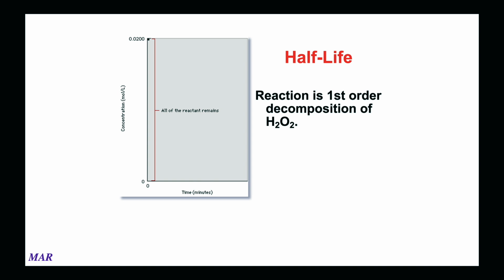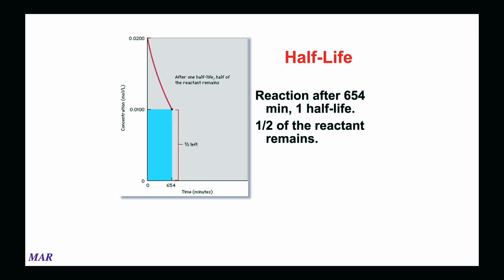H2O2 decomposing to water and O2 is first order, all right? And so we're starting here with 0.020 moles per liter H2O2. After 1 half-life, which we saw in that previous slide was 654 minutes, we're down to half the original quantity. So that would be 0.0100 moles per liter. So knowing about half-lives, you can see how long it takes. Notice that you're down to half of the original reactant concentration. After 2 half-lives, or 654 times 2, which is 1,308 minutes, you've now gone down to 1/4 of your original concentration. So 0.020 to 0.010 to 0.0050 moles per liter.